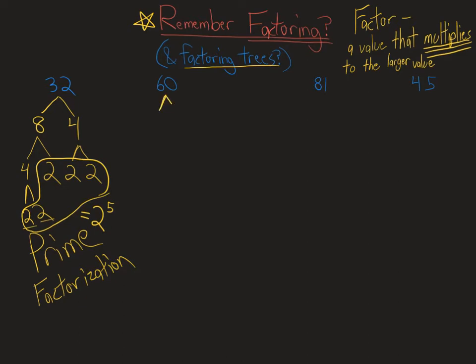Let's do it again with 60. We could think of 15 times 4. We could think of 6 times 10. But it doesn't matter because eventually the 15, the 4, the 6, the 10, they're all going to break down to those prime numbers. So where you start doesn't matter.